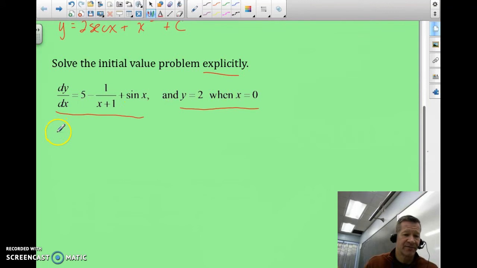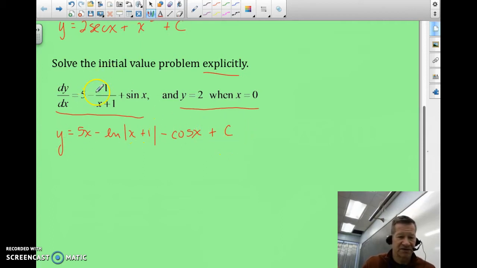So we start off by, again, finding the antiderivative. So the antiderivative of 5 would be 5x minus the antiderivative of 1 over x plus 1, which is the natural log of the absolute value of x plus 1. Remember to include that absolute value. And then the antiderivative of sine would be negative cosine. And then, of course, plus c. So we get the general solution first.